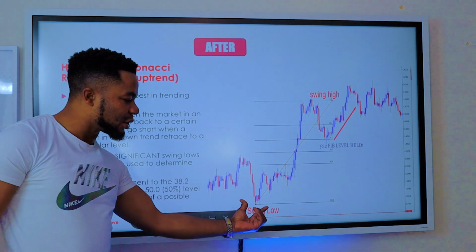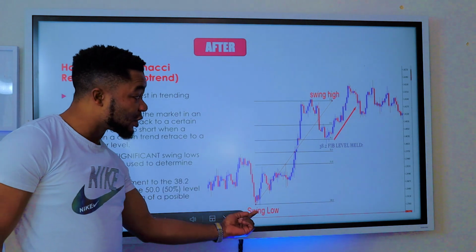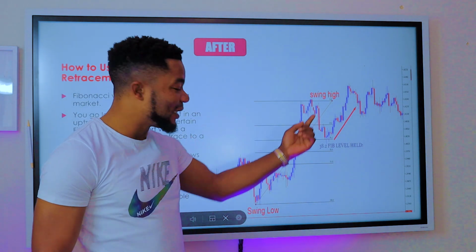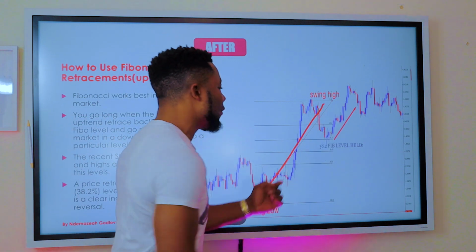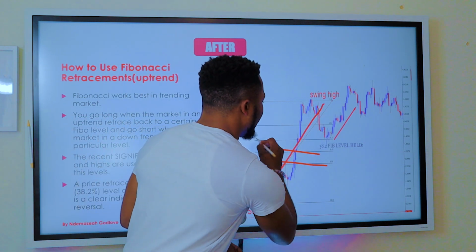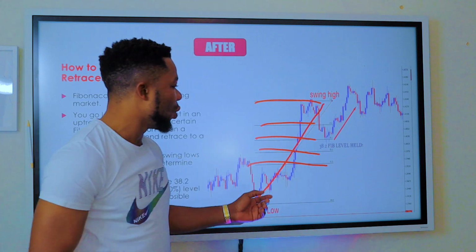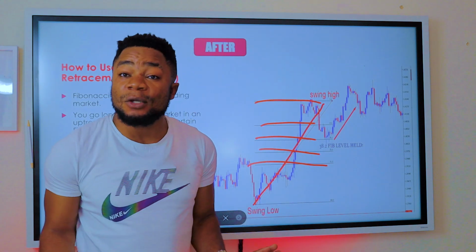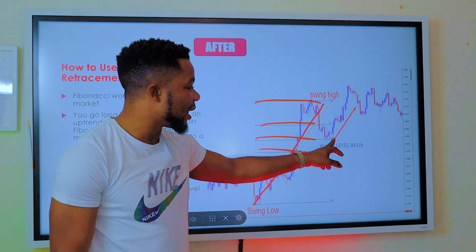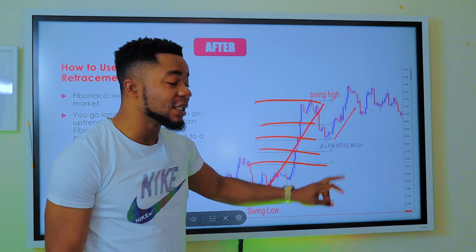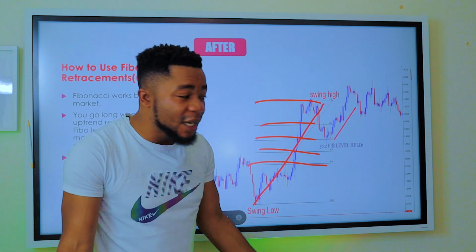This is where we were plotting. Remember, this was our swing low, and this was our swing high. When we plotted from here to there and had all our levels, remember these were our levels. Once we had our levels, the only thing we were doing was waiting for the market to get to the 38.2 level, the 50% level, or the 61.8 level, and see what happened.